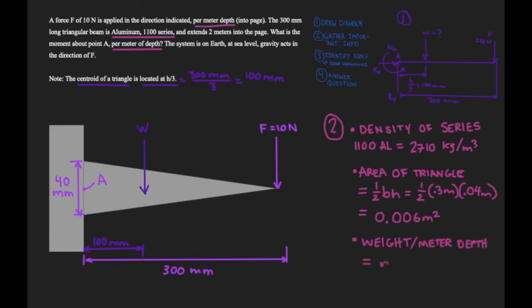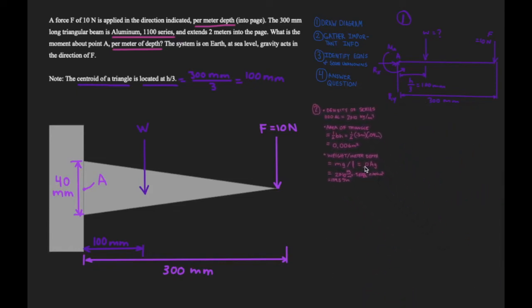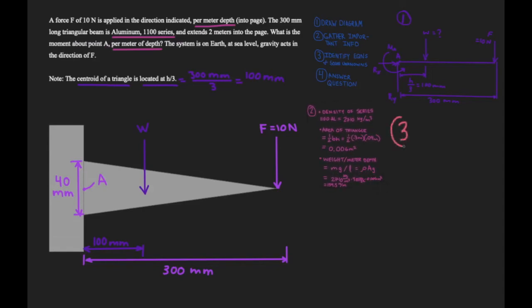Now, we're wondering what the moment about A is per meter depth. So let's calculate our weight per meter depth. Weight is equal to mass times gravity, but we need to divide out our length because we want to know the per meter depth. So that's our density times our area times gravity, which is going to leave us with mass times gravity over length, or a Newton per meter. So we calculate that to be 159.5 newtons per meter.